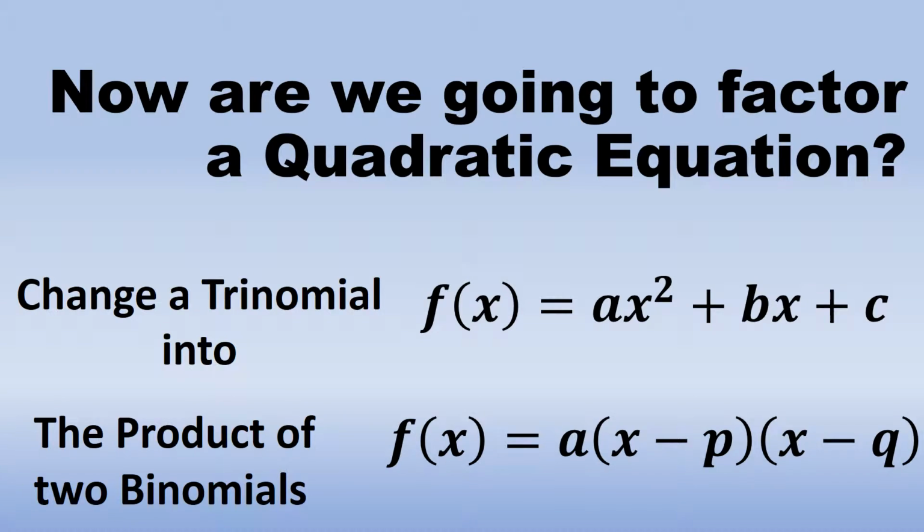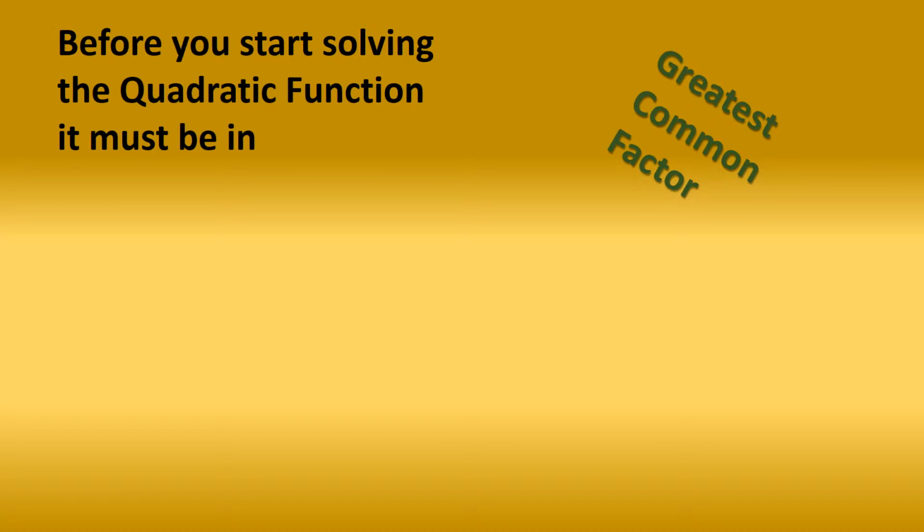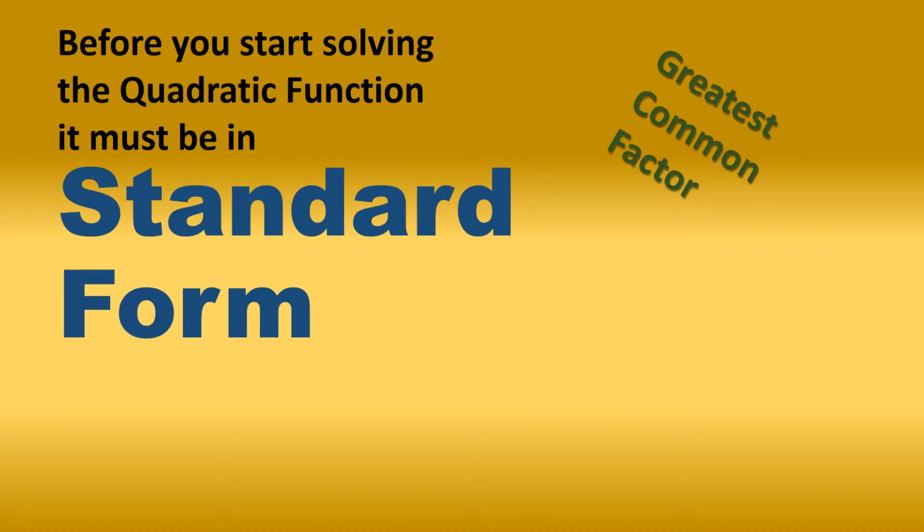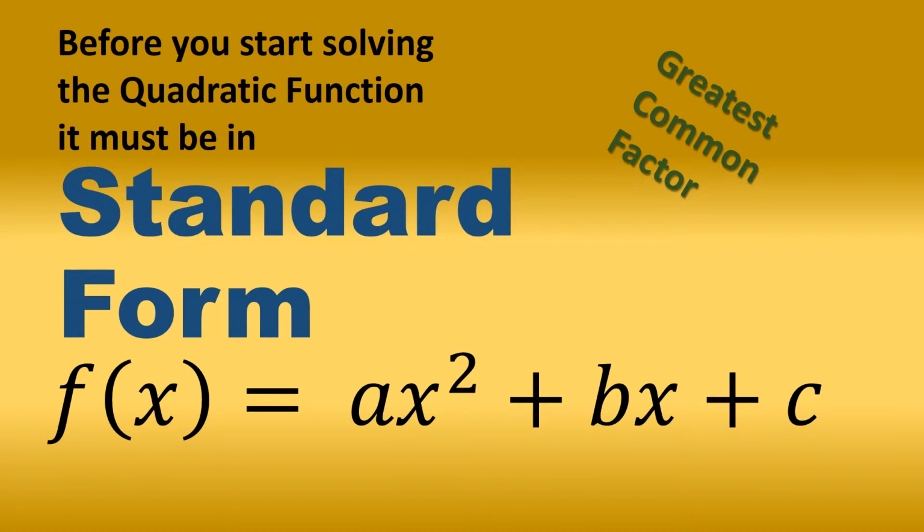Let's get started. Before you start solving a quadratic equation, the equation must be in standard form. What does that look like? Notice we have ax squared. The leading coefficient that goes with the x squared is always an a. Then the b goes with the x, and then c is your constant. Don't forget also, guys, you want to factor out your greatest common factor before we start.